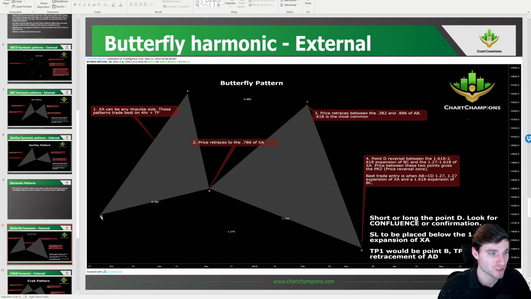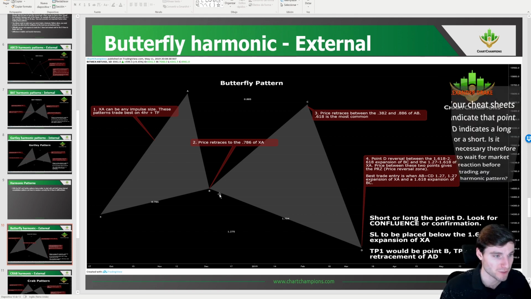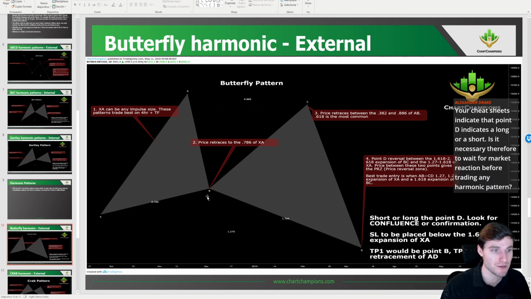From X to A, price is moving up, because this is a bullish harmonic. While price is going up here, you want to see the green bars of volume going down. And then from A to B, you want to see price going down on increasing bear volume, so the red bear volume. I'm really sorry about that. And then from B to C, while price is trying to increase, you want to see price moving up on very low volume.